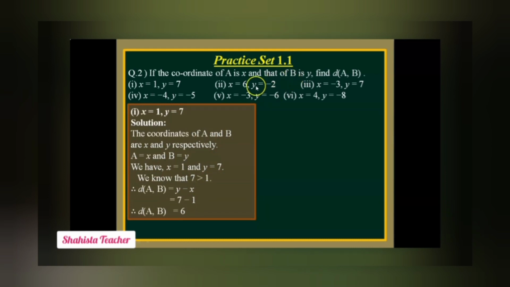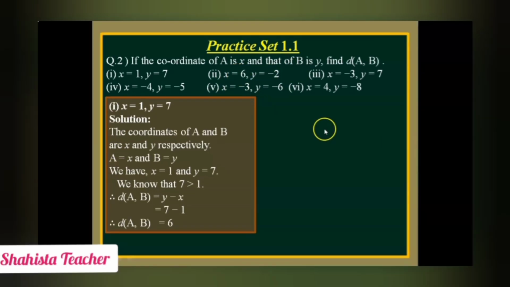Now let's solve sub-question 2, that is x is equal to 6 and y is equal to minus 2. Sub-question 2 is the same as sub-question 1, but the only difference is here y is equal to minus 2. y is negative and x is positive. But in sub-question 1, both x and y are positive numbers. In sub-question 2, x is positive and y is negative.